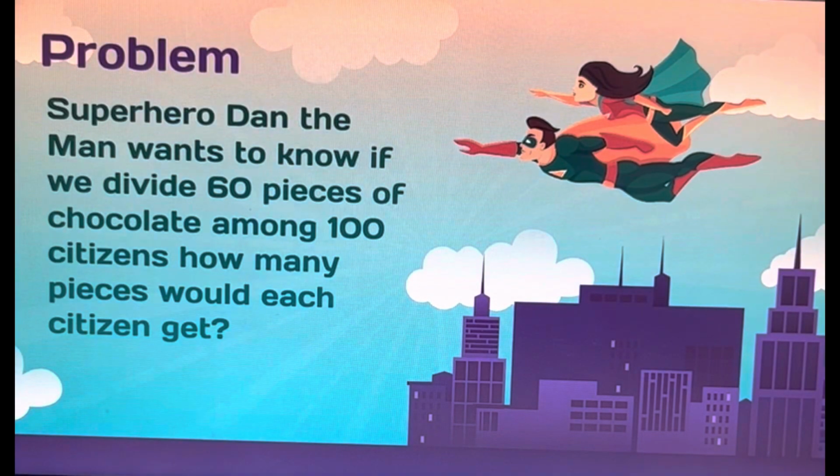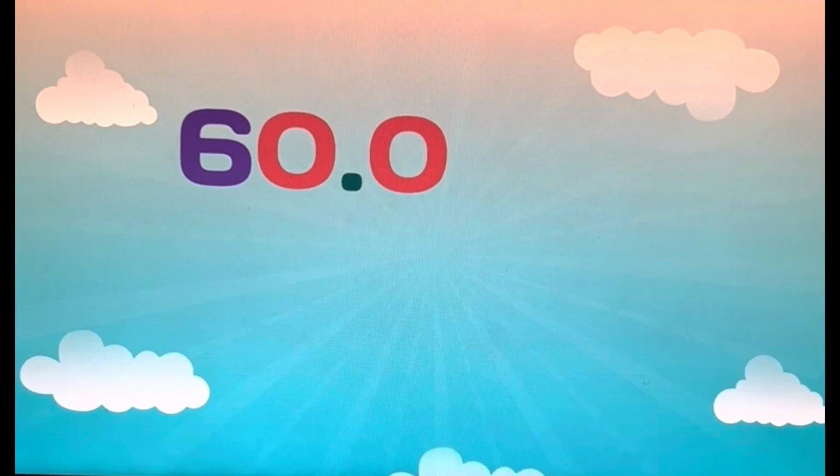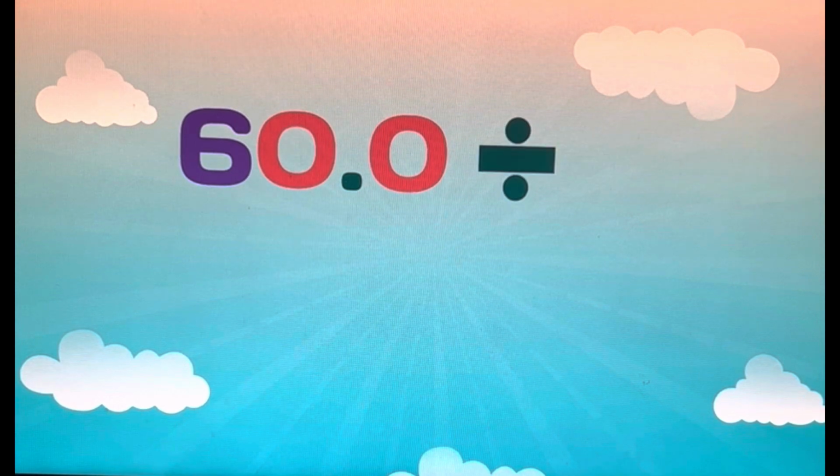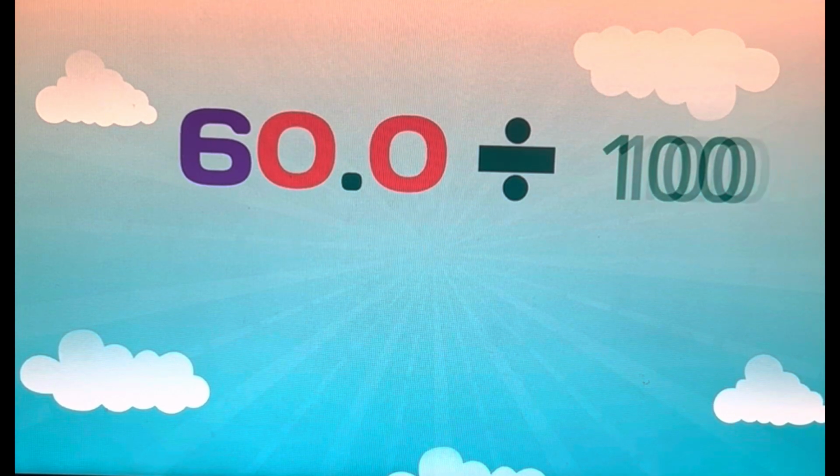So this is our problem. Superhero Dan the Man wants to know, if we divide 60 pieces of chocolate among 100 citizens, how many pieces of chocolate would each citizen get in the city? So here's our number, 60.0 pieces of chocolate. The .0 just serves as a placeholder. And it's going to be divided by 100.